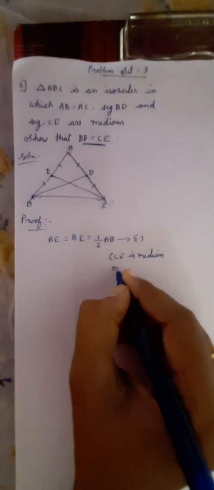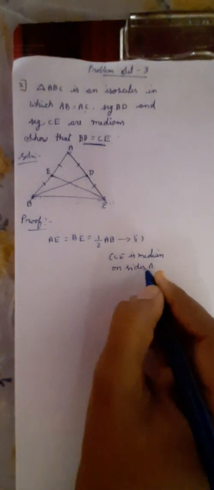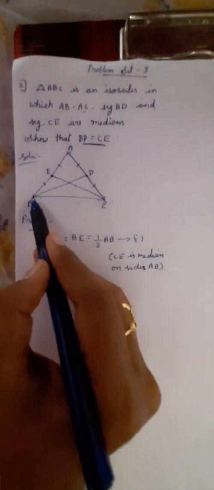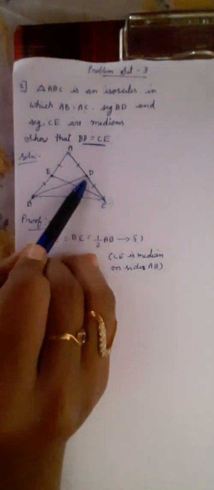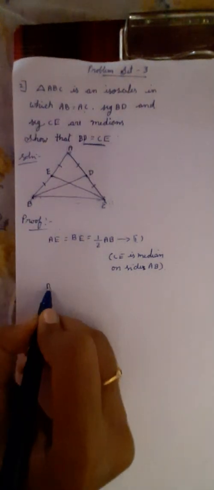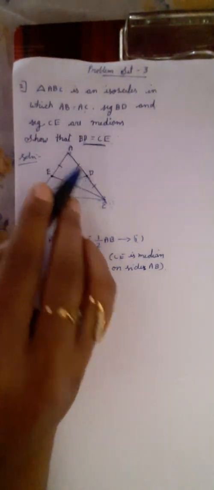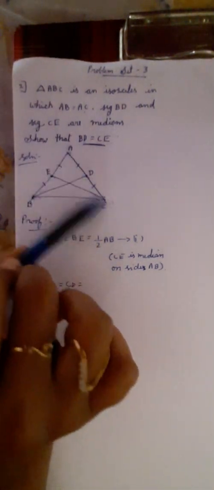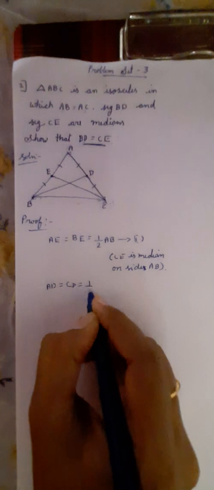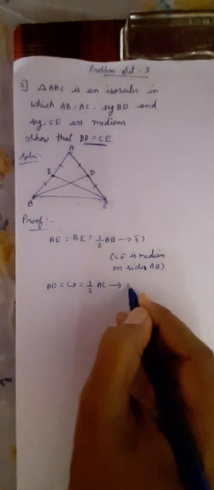What is the reason here? CE is median on side AB. Next, this side. Here BD is the median on AC. So D is the midpoint. If D is the midpoint, length of AD is equal to length of CD. See, length of AD is half of the full length, that is AC, correct? Similarly, length of CD is also half of AC. That's why half of AC, full length. Consider this as equation 2.